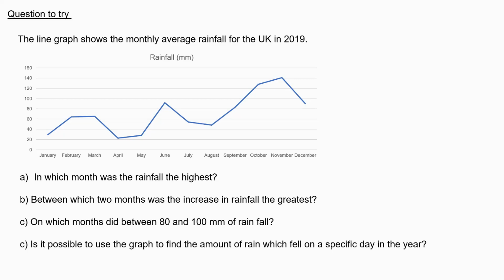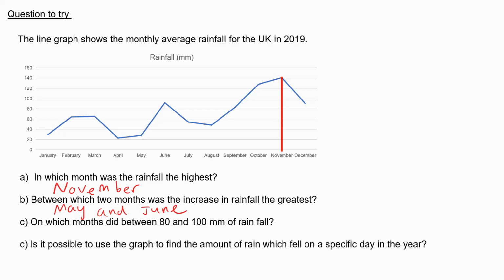Here are the answers. You should notice that the month with the highest rainfall was November. Between which two months was the increase in rainfall the greatest? We're looking for which two months have the steepest line in between, and we can see that's May and June.